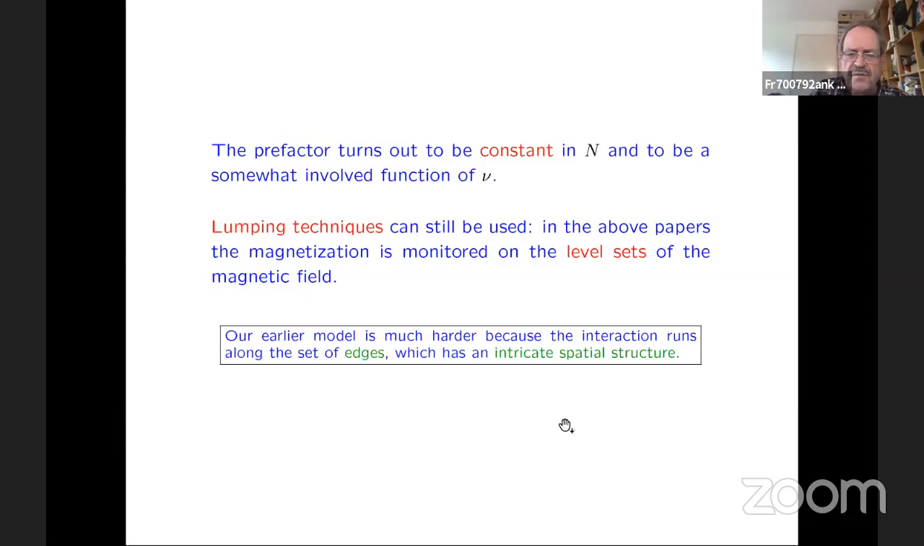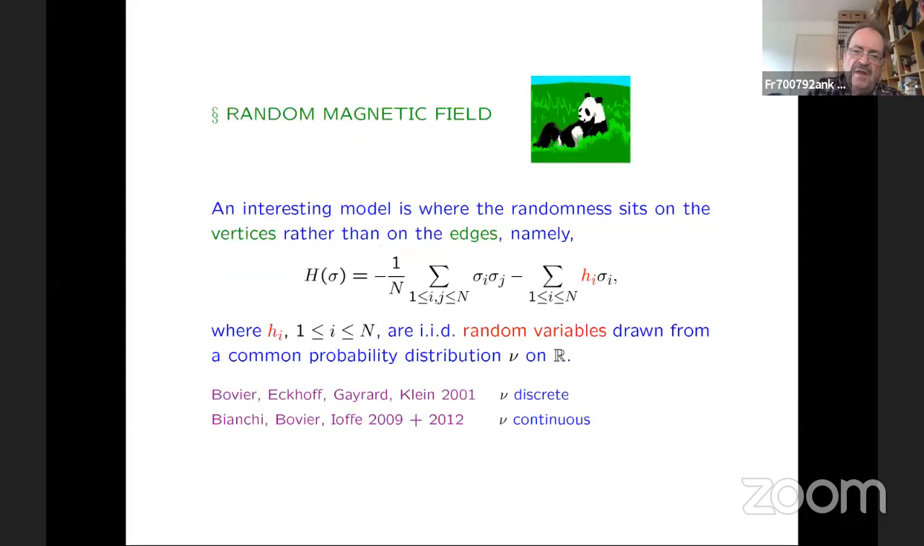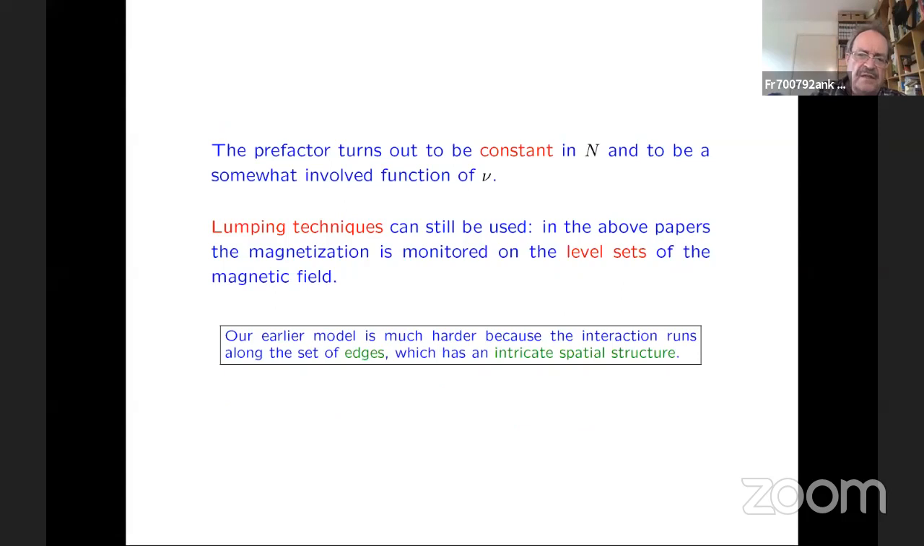And that is very different from the model that we've been talking about before, because there is no lumping. The fact that you have these random edges and a random interaction introduces an intricate spatial structure that you have to fight with. In this model, a lot of progress has been done, and it was a big fight to do that, especially the continuous distribution case. But you can fortunately still use lumping techniques in some form or other.